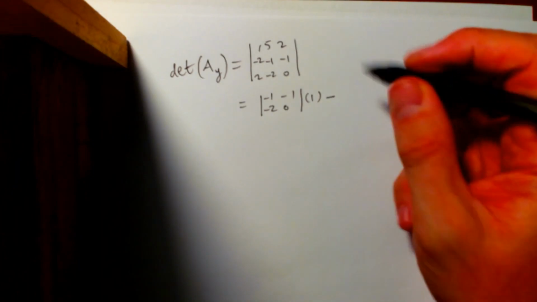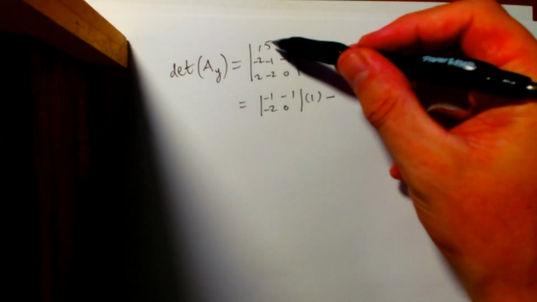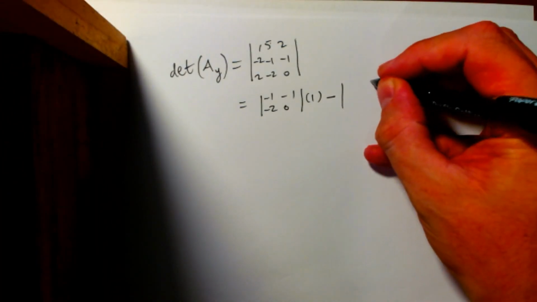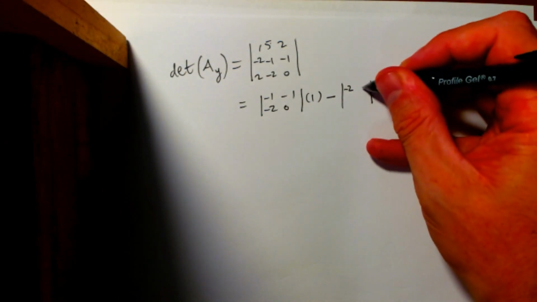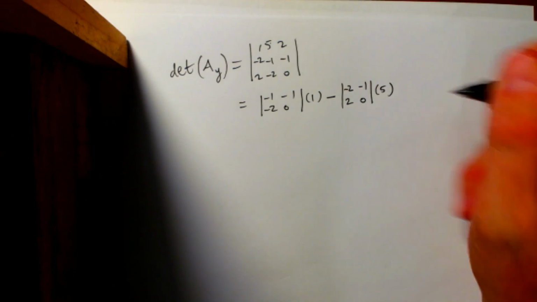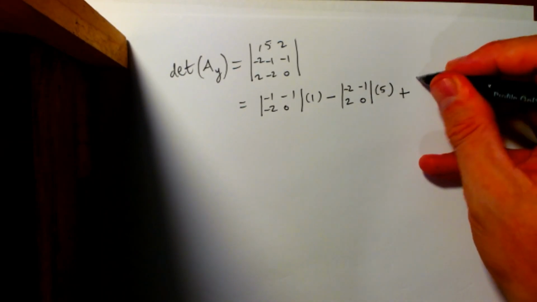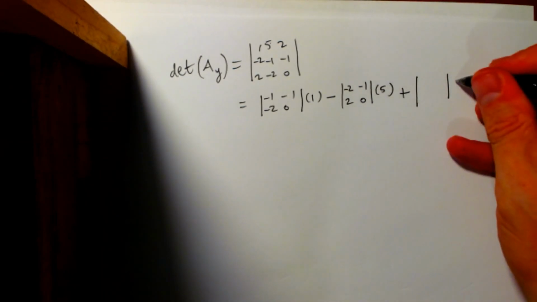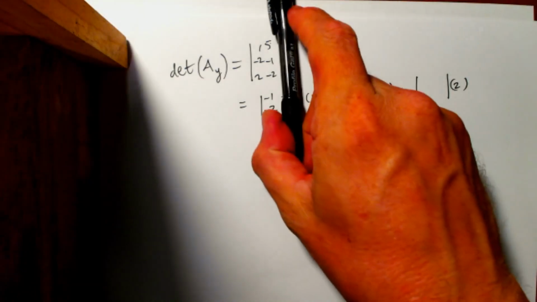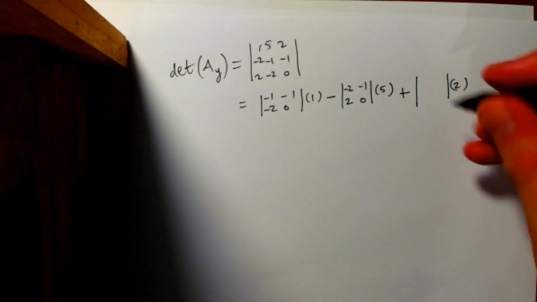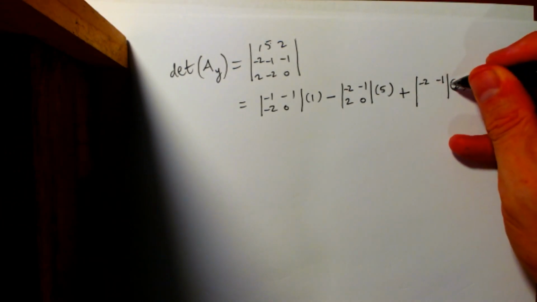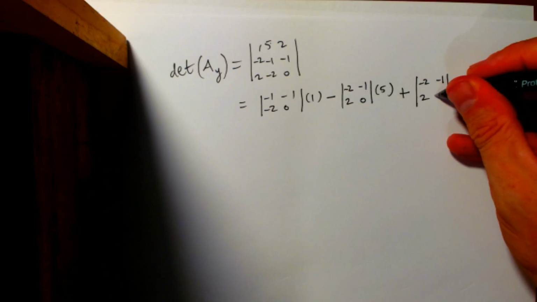And then minus, so we do this number, cross out the column and the row that it's in, and form the 2 by 2 determinant that remains, minus 2, minus 1, 2, 0 multiplied by 5, and then plus the 2 by 2 determinant times 2. But what we have remaining when we cross out the column and the row that the 2 is in is minus 2, minus 1, 2, minus 2.